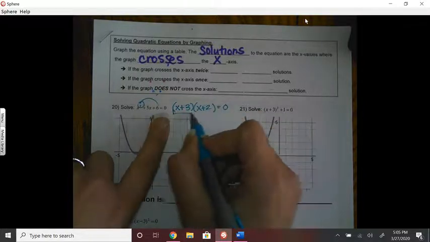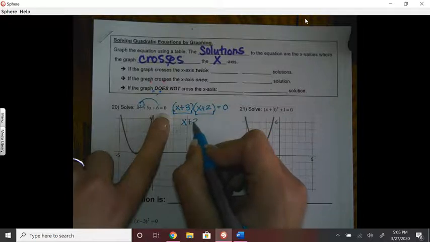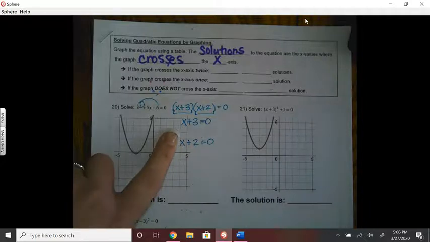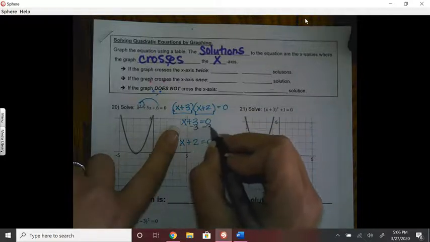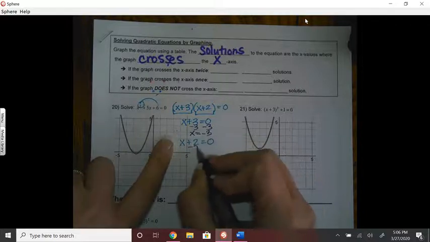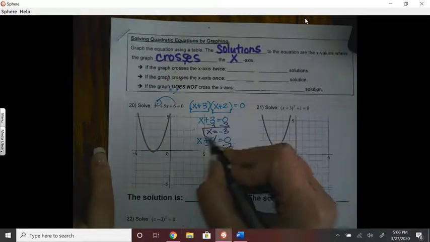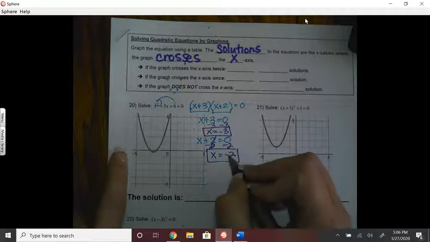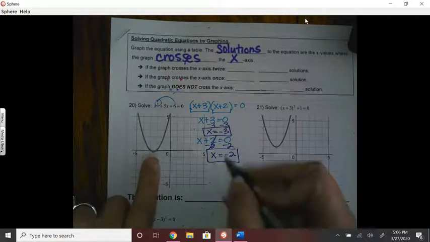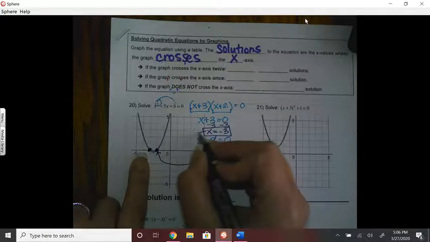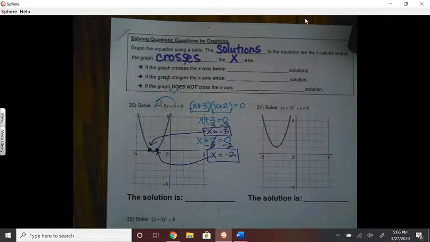And then we would set each factor equal to 0. And then we would get our solutions of x equals -3 and x equals -2. And so we can see that instead of solving algebraically, if we were allowed to use a graphing calculator, our solutions are right here. So here's the -2, and then here is the -3. So this would be really quick if we had a graphing utility.